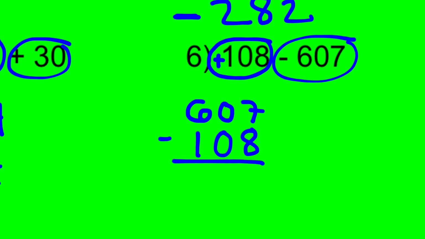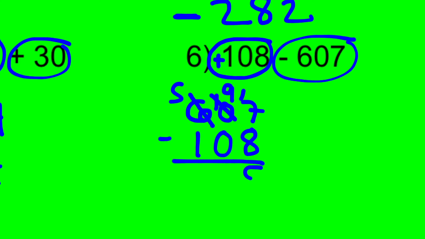Okay, so 7 is smaller than 8. I'll borrow from the place value to the left of it, but there's nothing to borrow from, so I have to borrow from the 6. That becomes 5. This becomes 10. I'll borrow from the 10. This becomes 9. And this becomes 17.